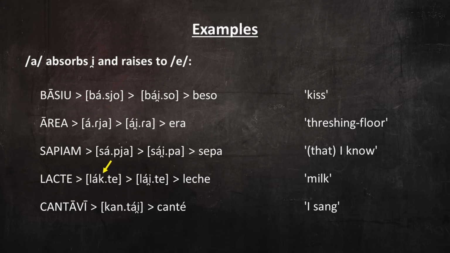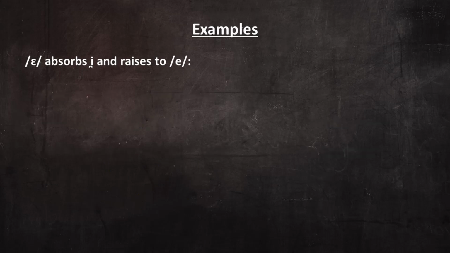This one's a bit different. First, the K sound was vocalized to I. So lacte to laite, and then leche. And in this case, the intervening V was lost, resulting in the diphthong. So cantawi to cantai to cante.